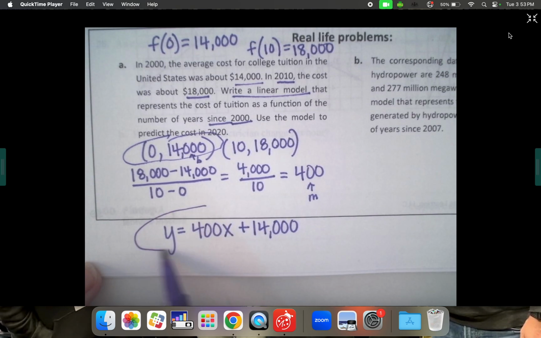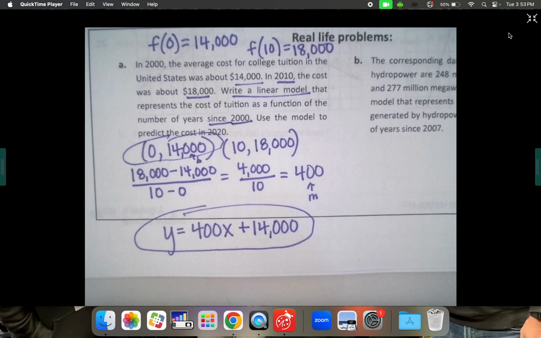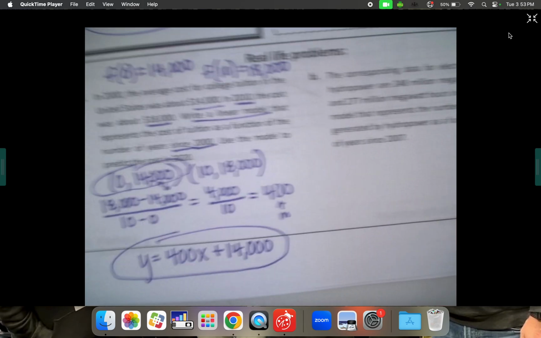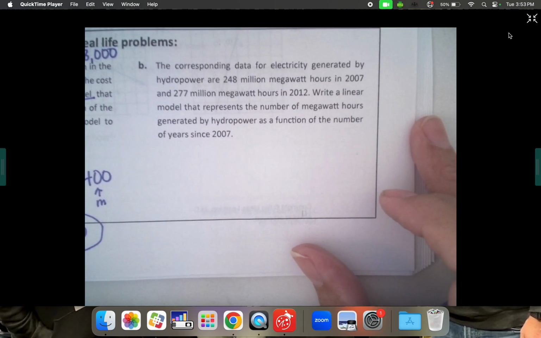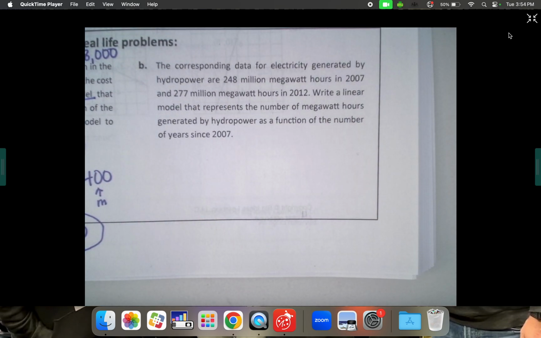So this needs to really make sense to you as far as what it's saying, as far as the word problem. Okay, if you understood that pretty well, push pause and try B on your own. If not, I will do it with you now.